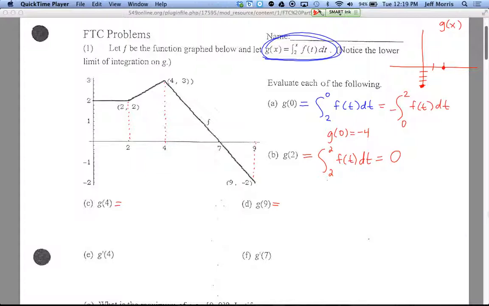Okay, G of 4. This is the definite integral from 2 to 4 of f of t dt. All right, now remember, we're measuring from 2, so I just want the area under the curve from 2 to 4 now, and I don't need to switch.